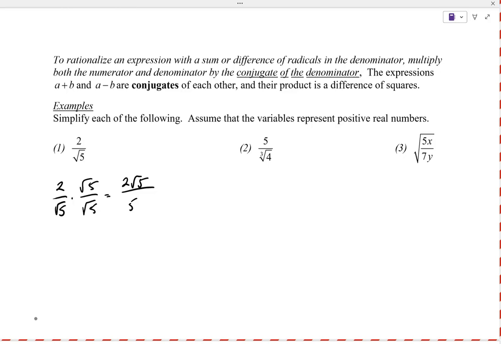Let's skip over 2 for the time being. We'll do 2 in a minute, but let's look at number 3. We've got square root of 5x over 7y. The first thing I'll do is I'll break up that radical over the top and over the bottom. So write it as square root of 5x over square root of 7y. Now to rationalize the denominator, what do you need to multiply by? Square root of 7y. Good. Yep, exactly right.